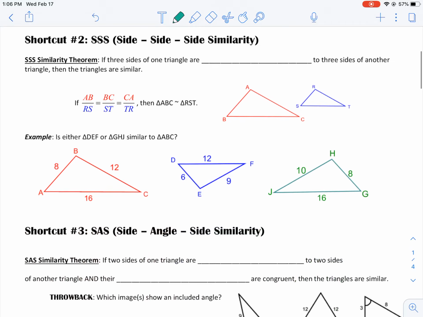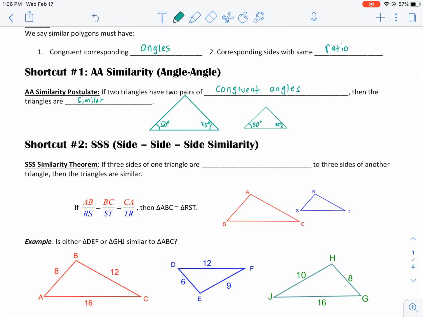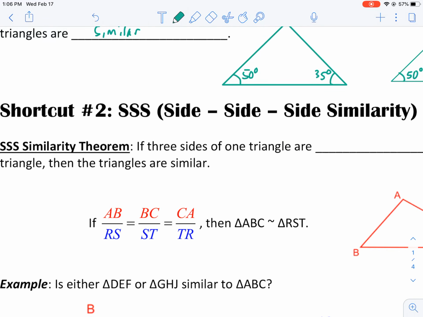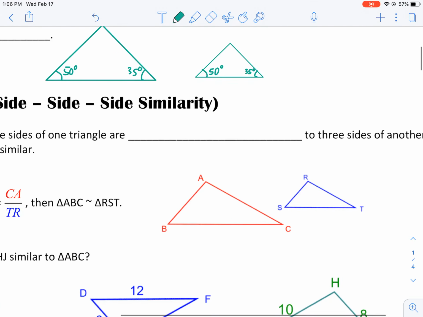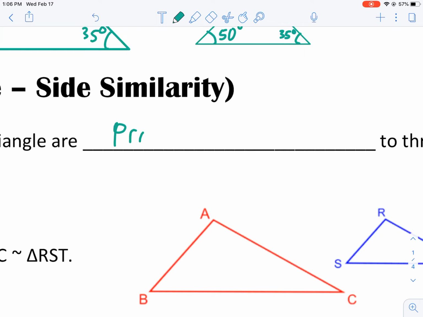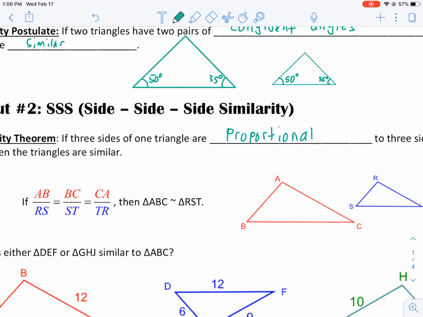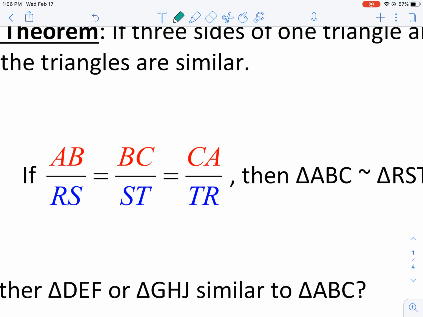The other 2 are ones that we've seen before. The first one is SSS, which stands for side, side, side. Now it's side, side, side similarity though, so the sides aren't going to be congruent. The sides are actually going to be proportional to each other. What that means is that they have the same ratio between them, or that there should be a common scale factor between all the sides. That's kind of what this is saying right here.